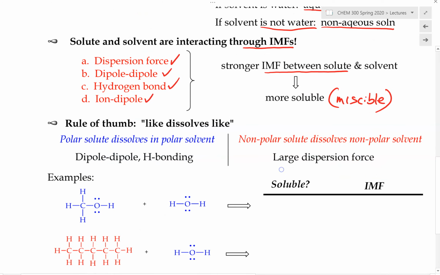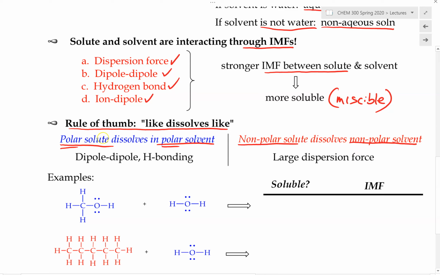To summarize, and to allow us to figure out whether the solute and the solvent will be able to interact strongly with each other or not, we have a rule of thumb known as "like dissolves like." What this means is that a polar solute would dissolve in a polar solvent because they are both polar, so they are similar, or they are like. Versus a non-polar solute would dissolve in a non-polar solvent. So that's what "like dissolves like" means.